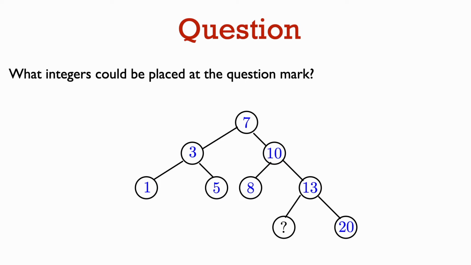Here is another question. If the keys are integers, what are the possible key values that could be stored in the node with the question mark? Again, assume that all keys are distinct. Well, the node with the question mark is the left child of the node with key 13, so the key there must be less than 13. On the other hand, this key is in the right subtree of the node with key 10. Thus, the question mark key must be larger than 10. Since it's larger than 10 and less than 13 and an integer, the only options are 11 and 12. So keys 11 and 12 could be placed at the question mark.